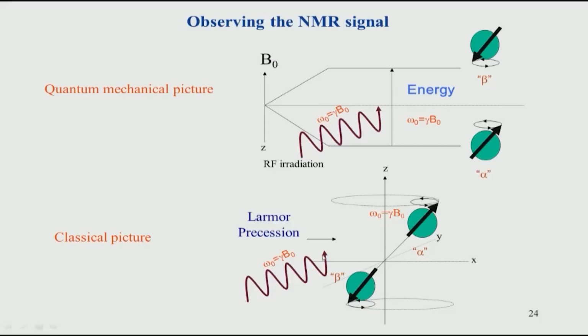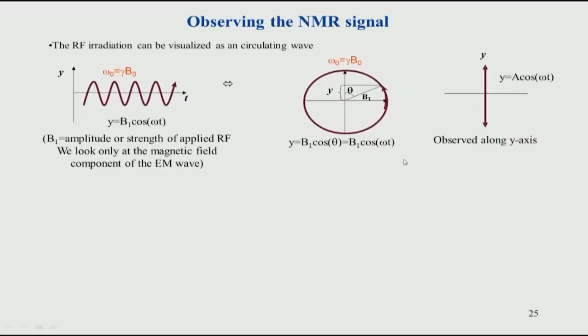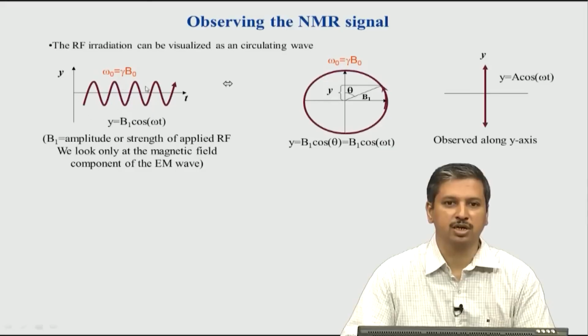To understand how this radiation can cause a transition from the ground state to the upper state, we have to use a very important concept in NMR known as the rotating frame. That is what we will see now. Before that, let us look at how a wave can be visualized. This is a simple electromagnetic wave, and you can see we are plotting the intensity, or what we call the amplitude, on the y axis versus time.